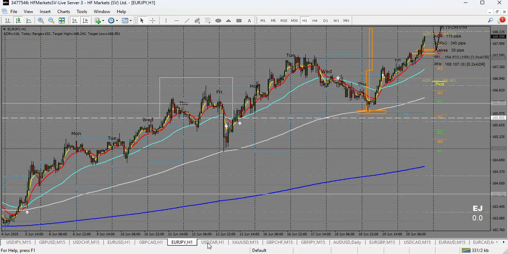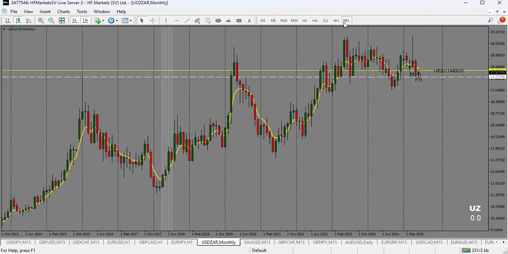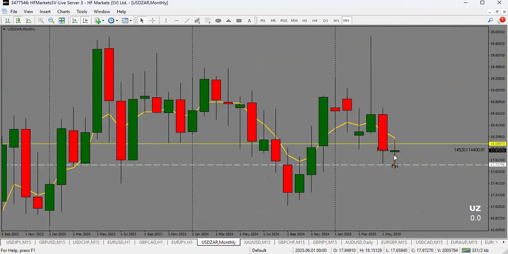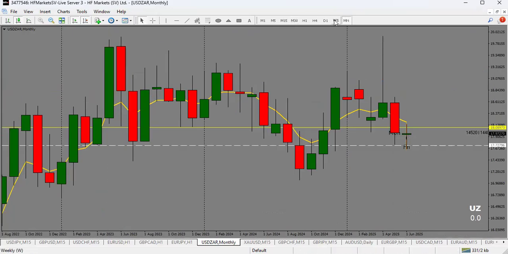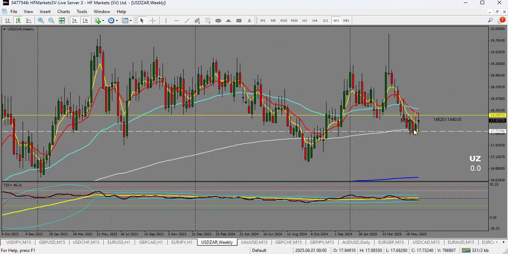Okay, so let us look at USD ZAR. In USD ZAR, we had this peak formed on the daily. So price formed a very strong peak here on the daily. The monthly candle does not give us confirmation that the market structure has changed from bearish to bullish. Not yet, at least.